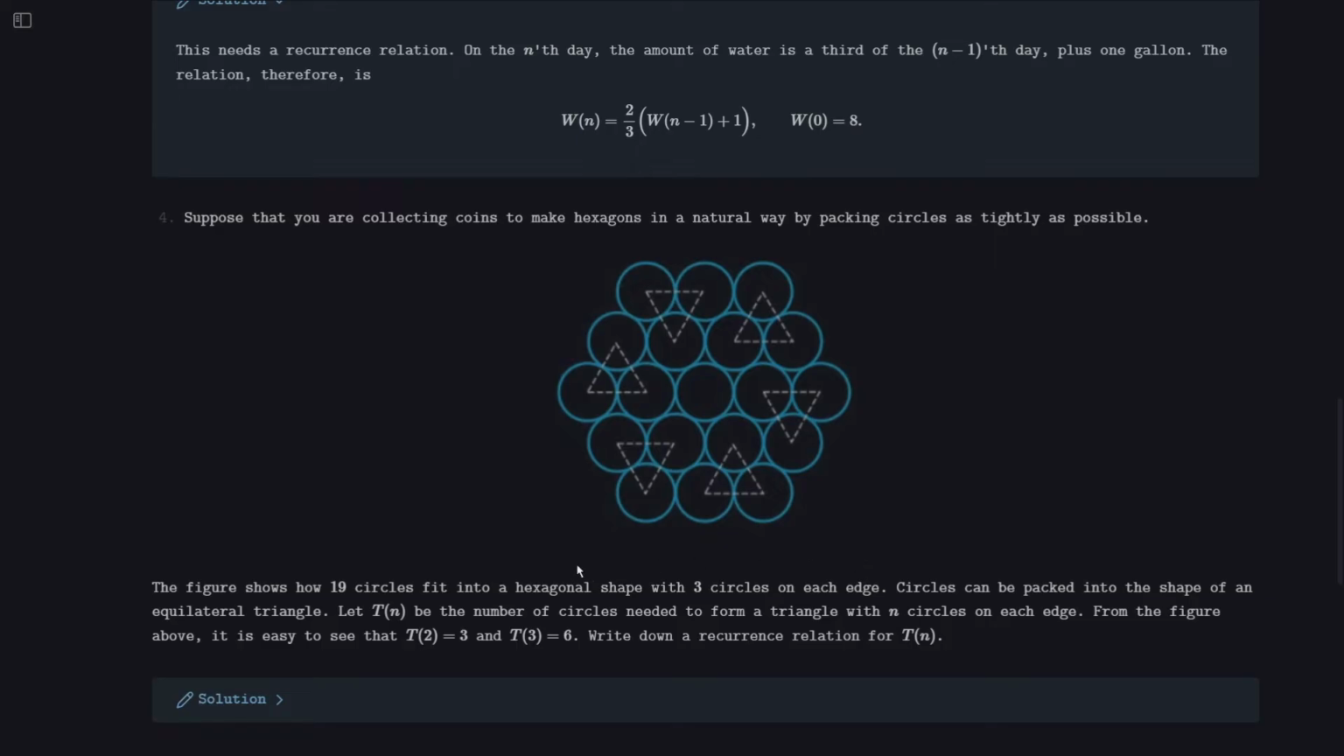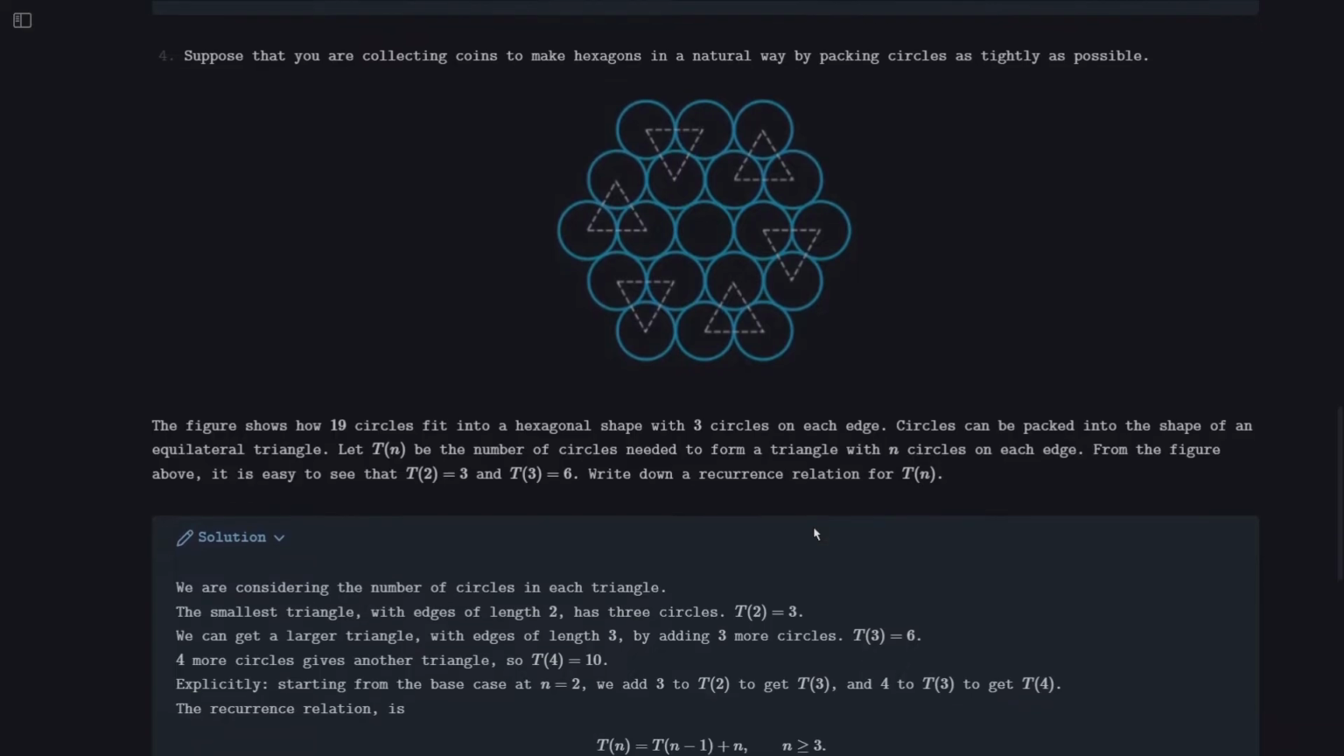Although in this case it's usually easier to take the base case to be 2, edge length 2, because 1 circle isn't really a triangle. So anyways, we have the base case equal to 3, t of 2 equal to 3, and then we have t of 3 equal to 6 because 3 plus 2 plus 1 equals 6. And then t of 4 is going to be 10 because 1 plus 2 plus 3 plus 4 is equal to 10.